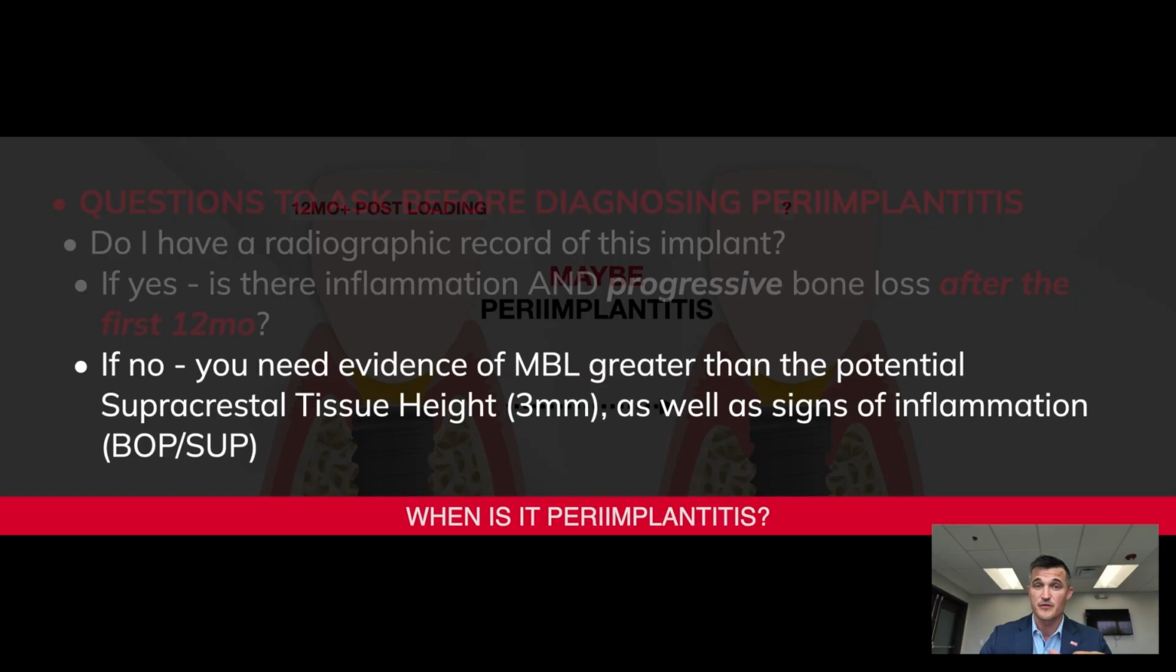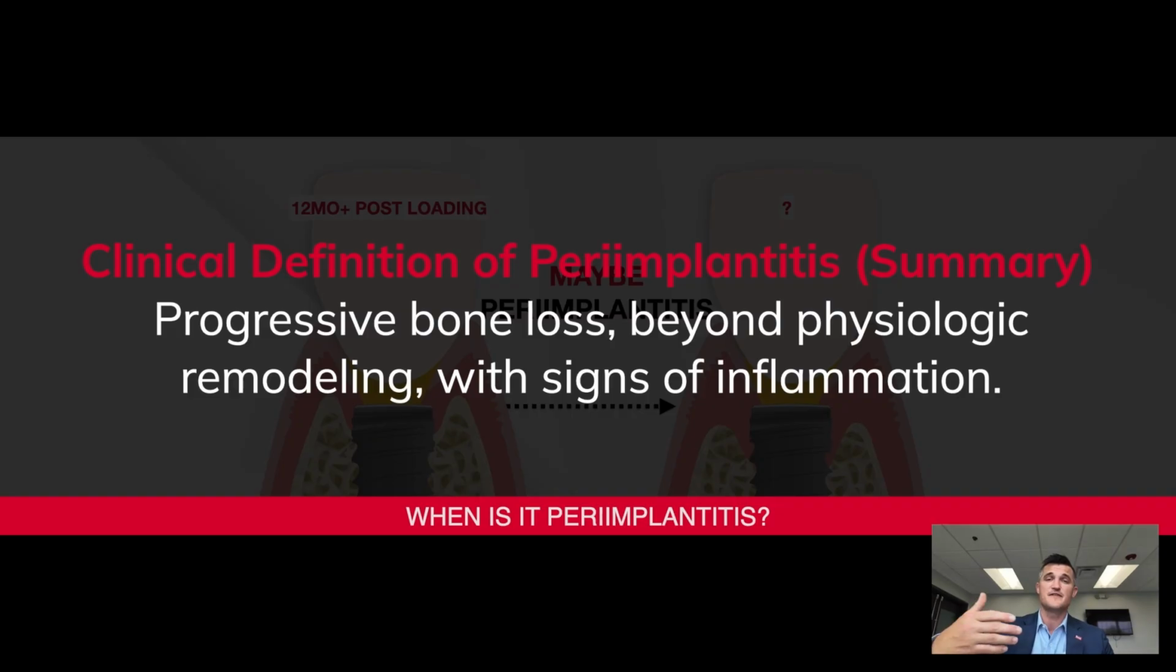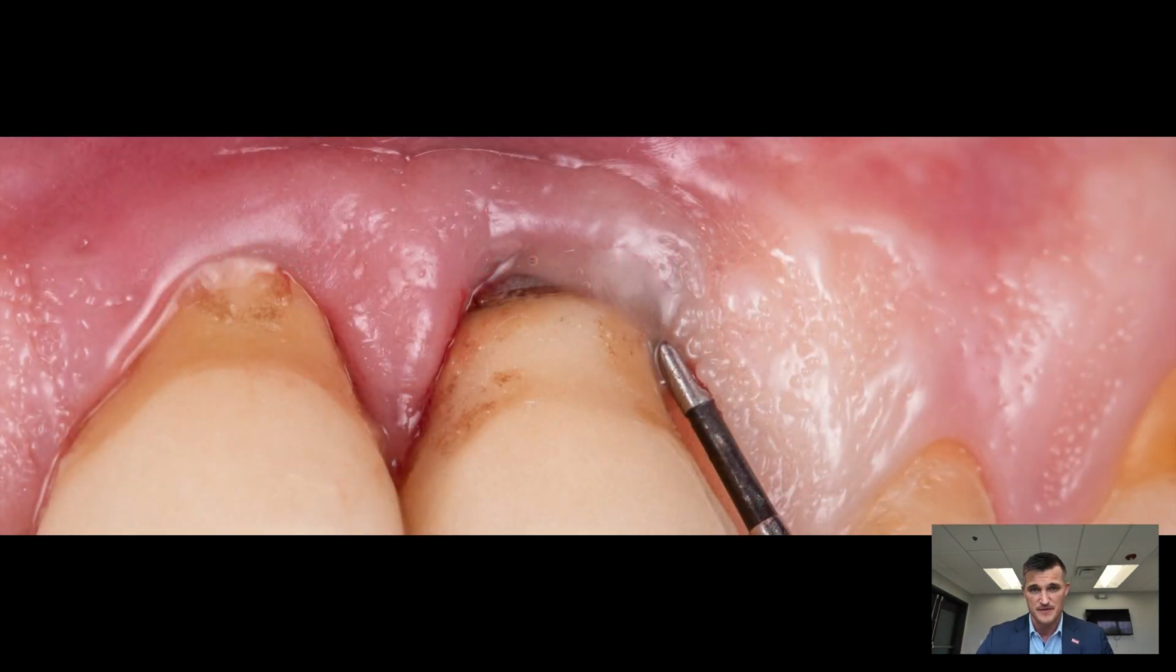If I don't have a radiographic record, then I need to consider the supracrestal tissue height or the biological width, whatever term you're using currently. So biological width, supracrestal tissue height, we allow for about 3 millimeters. So if we have more than 3 millimeters of bone loss and inflammation, BOP, suppuration, and I don't have any other records of this implant, likely I'm looking at an implant that I can now diagnose peri-implantitis for. And this is based on the World Workshop on Peri-Implantitis, Peri-Implant Diseases from 2017. So clinically, our definition for peri-implantitis should be progressive bone loss beyond physiologic remodeling with signs of inflammation.